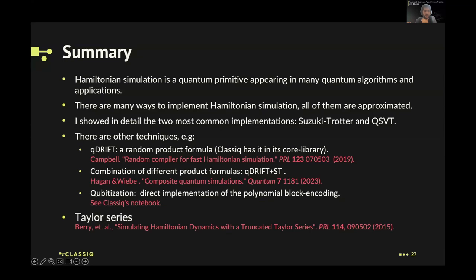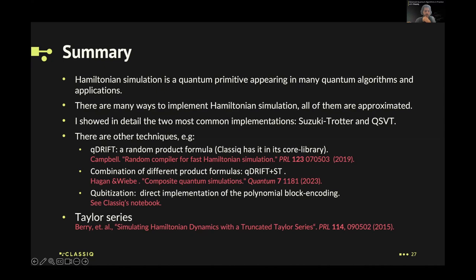One is Q-drift, which is essentially a random product formula. Instead of taking the deterministic Suzuki Trotter, you're doing something which is random. We have it in our core library. This is the original paper. Since then, people worked on combinations of Q-drift and Suzuki Trotter. So some part of the Hamiltonian you're doing with Q-drift, some part with Suzuki Trotter. And in this paper, they also calculate the error of this.